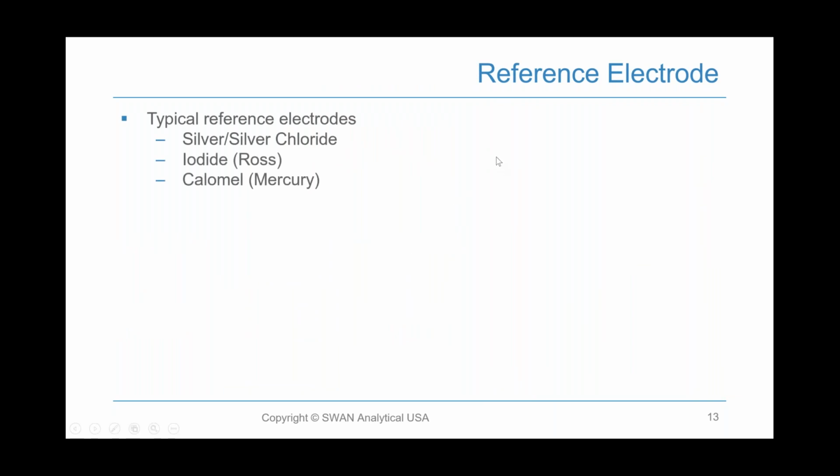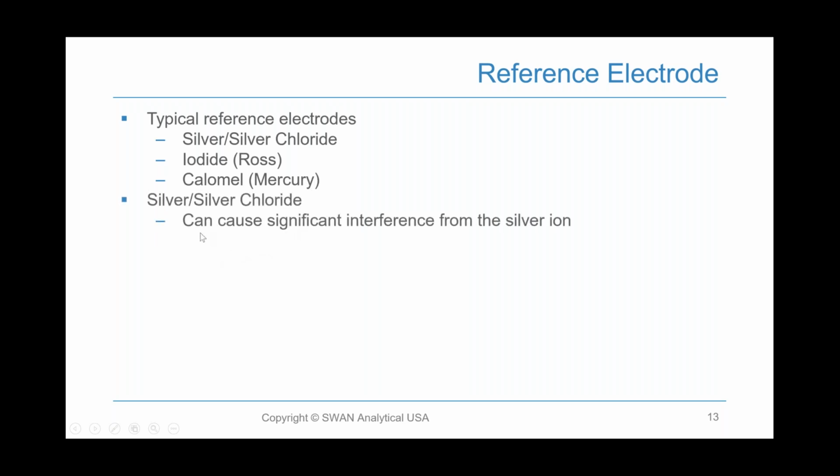And speaking of reference electrodes, there's typically 3 types of reference electrodes. I've mentioned 2 of them already: the silver chloride, which increases the risk of positive bias, the iodide or Ross electrode, and the calomel or mercury-based reference electrode, which we use. As I mentioned, the issue with the silver chloride is if the silver ions are exposed to the measuring electrode, it will cause a significant interference or positive bias.